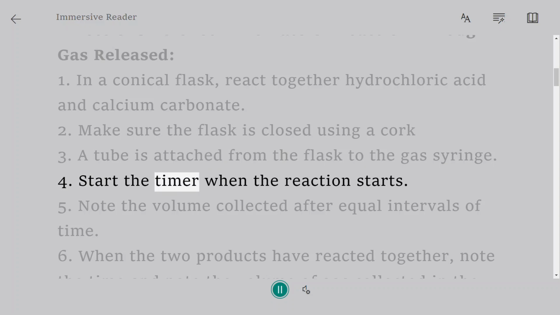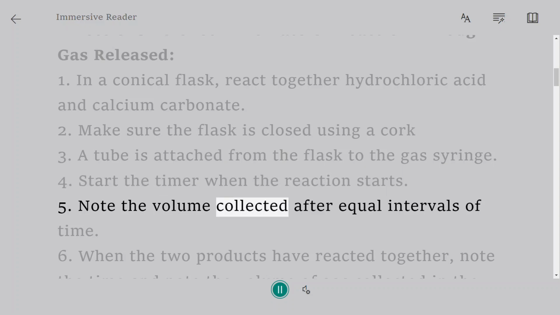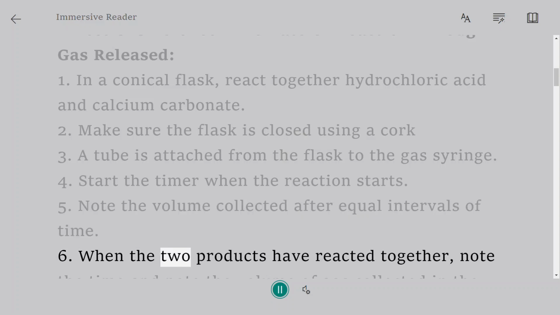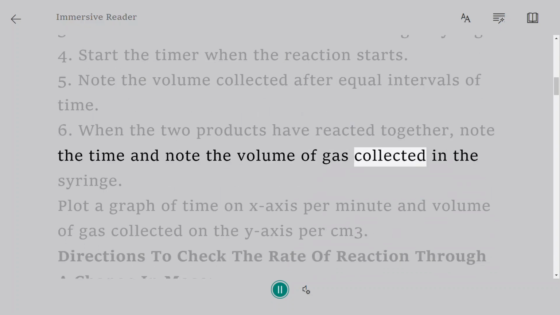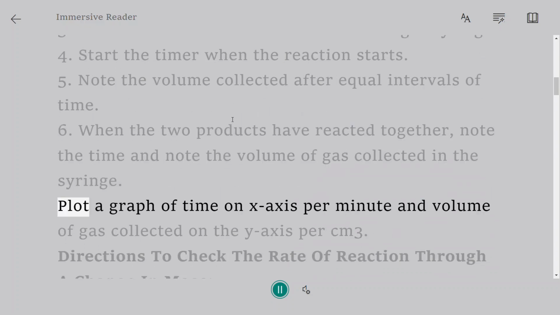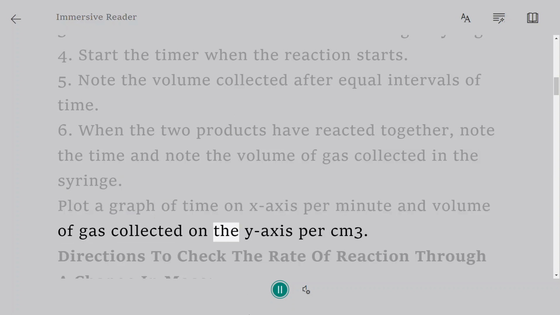4. Start the timer when the reaction starts. 5. Note the volume collected after equal intervals of time. 6. When the two products have reacted together, note the time and note the volume of gas collected in the syringe. Plot a graph of time on x-axis per minute and volume of gas collected on the y-axis per cm3.